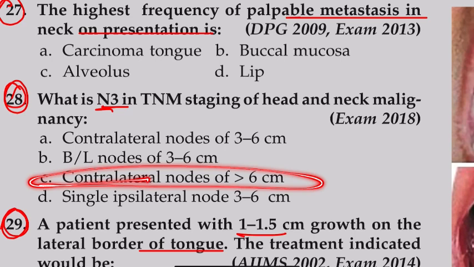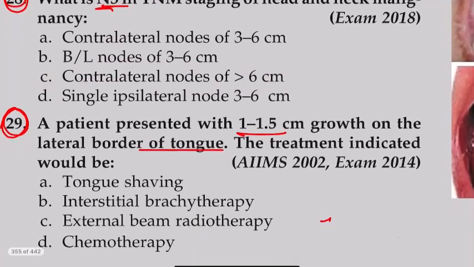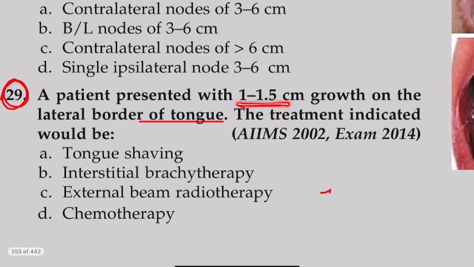Okay. Now moving further. A patient presented with 1 to 1.5 cm growth on lateral border of tongue. The treatment indicated would be what? Interstitial brachytherapy, right? Interstitial brachytherapy.